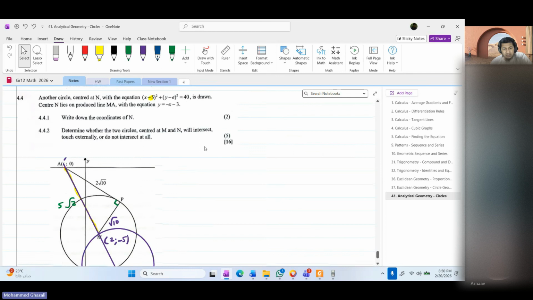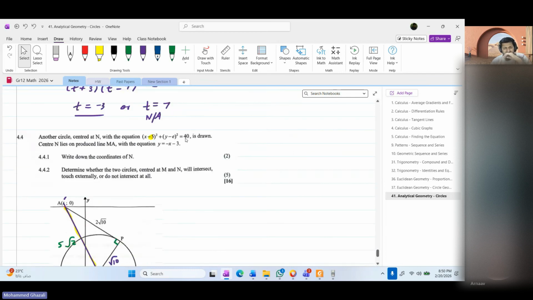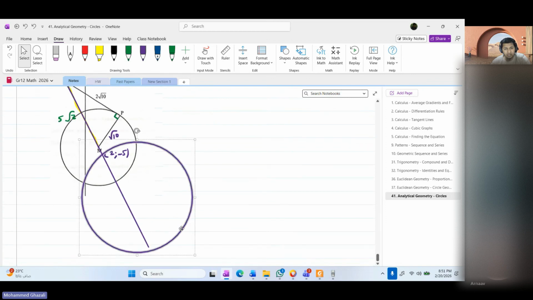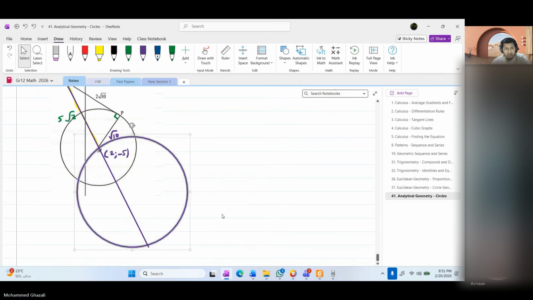And by the way, what is the radius of this circle here? It's 2 root 10, isn't it? So it's way bigger than this circle. This circle is really big. It's way bigger than that other circle there. Right, so this is N. Now MN, so basically that's the center. So what is r squared of this circle?